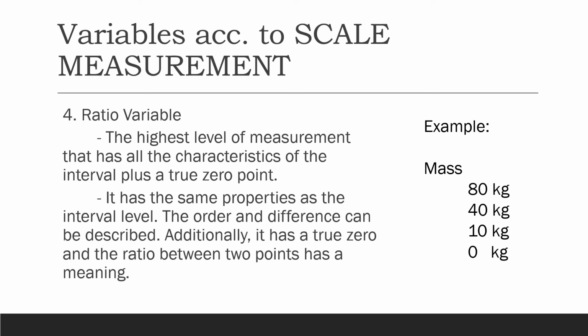Next, we have your ratio variable. The highest level of measurement that has all the characteristics of the interval plus a true 0 point. It has the same properties as the interval level. The order and difference can be described. Additionally, it has a true 0 and the ratio between 2 points has a meaning. Okay, so for example, this is 80, 40, 10 kilograms, and 0 kilograms. Okay, at mapapansin ninyo, wala namang negative na kilograms. That's why 0 is 0 na talaga. Wala nang mas mababa sa 0 kilograms natin.